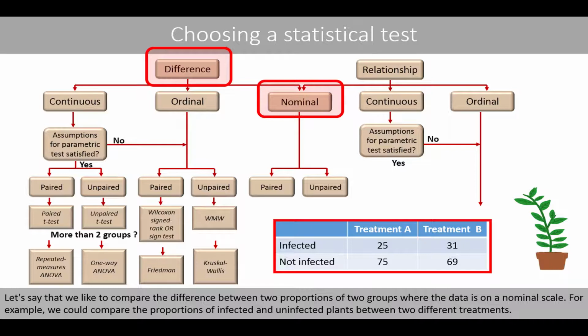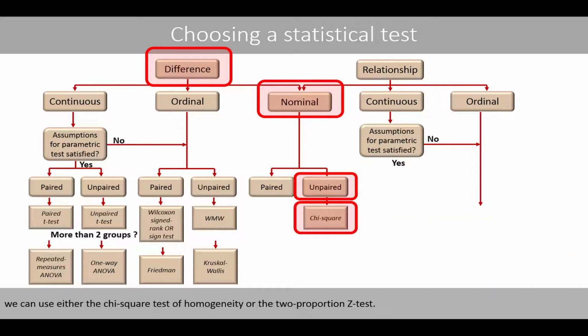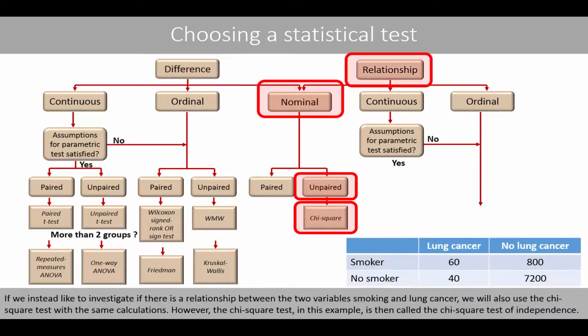Let's say that we would like to compare the difference between two proportions of two groups where the data is on a nominal scale. For example, we could compare the proportions of infected and uninfected plants between two different treatments. If the study design is unpaired, we can either use the chi-square test of homogeneity or the two proportion z-test. If we instead would like to investigate if there is a relationship between the two variables smoking and lung cancer, we will also use the chi-square test with the same calculations. However, the chi-square test in this example is then called the chi-square test of independence.